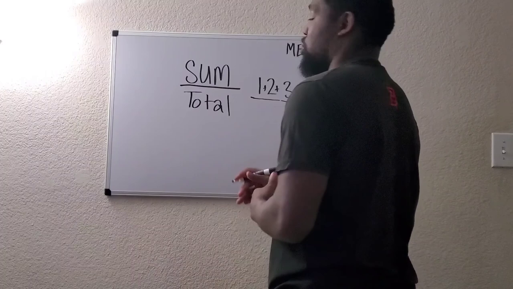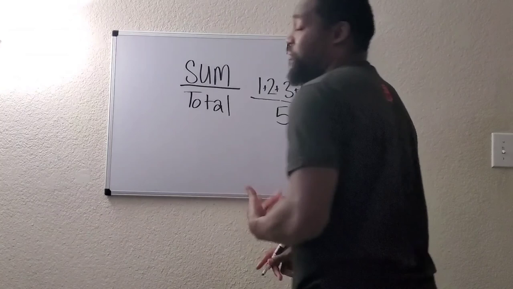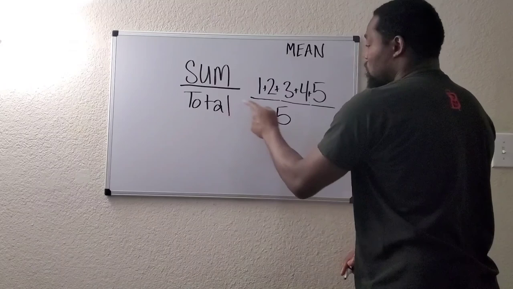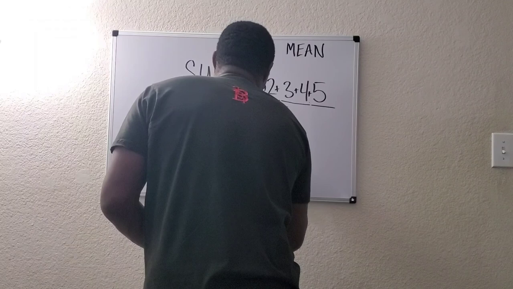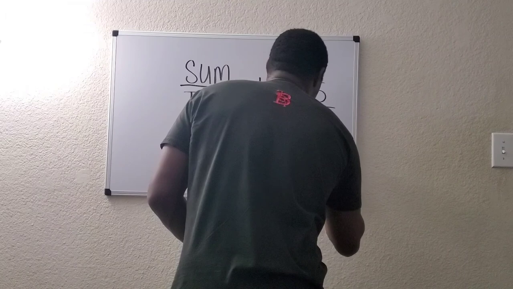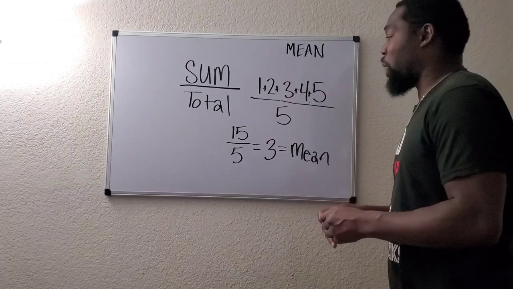And then we're going to divide it by that total, okay? We're just going to divide it by the total. How many numbers is that? There are five numbers there. 1, 2, 3, 4, 5 divided by the total. Five total numbers. Okay? And that would be... There we go. That's it. Like I say, it's that simple.